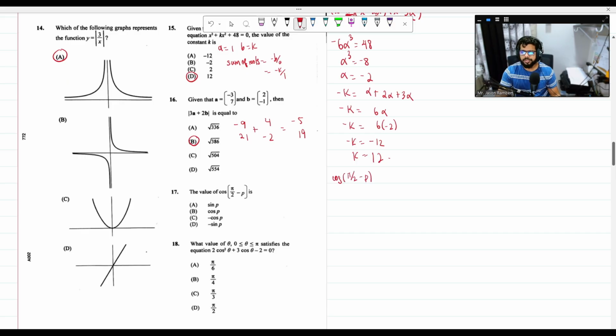Pi on 2 minus p is cos pi on 2 cos p plus sine pi on 2 sine p. Cosine of 90 is 0. Sine of 90 is 1. So I'm going to get sine p.